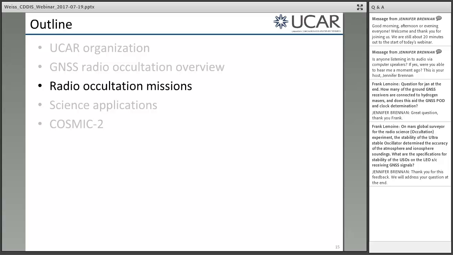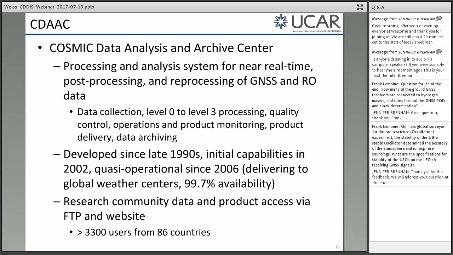Okay, so that brings us to radio occultation missions. So we'll give an overview of some of these, and I'll start first by just introducing the CDAAC, the COSMIC Data Analysis and Archive Center, in a little bit more detail. This CDAAC system is a processing and analysis system that runs in near real-time, post-processing, and reprocessing modes, and mostly focuses on GNSS RO data processing.